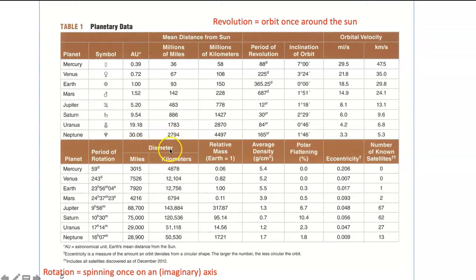Next, we have diameter. And we can have diameter in miles or kilometers. Remember, diameter is the entire distance across the planet. Radius would be half the diameter, from the center of the planet to the surface.